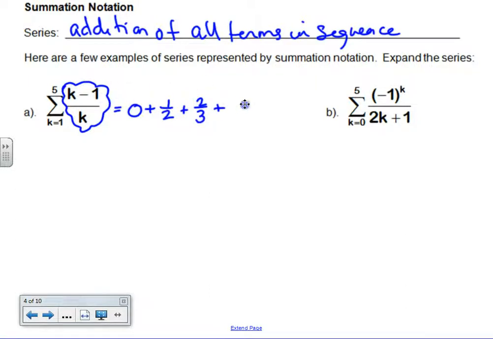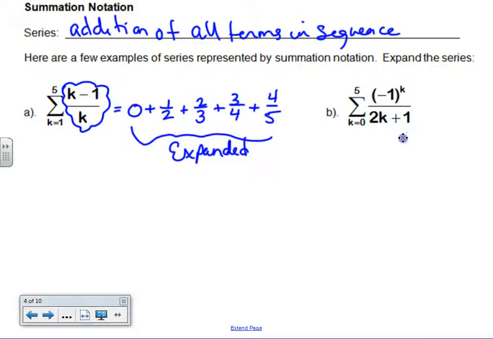And then my fourth term, I'm guessing you see a pattern, is 3/4. And my fifth term would be 4/5. And then I could technically add all those together to find the answer, but what they wanted is the expanded notation for this summation, and that is it. There's the expansion of it.